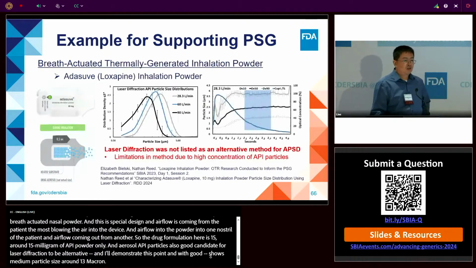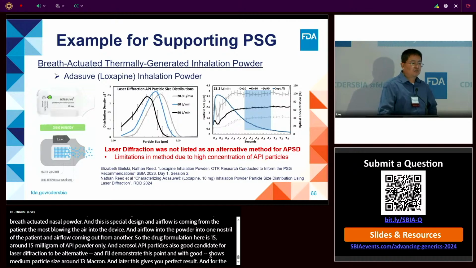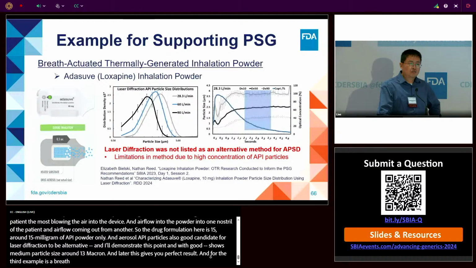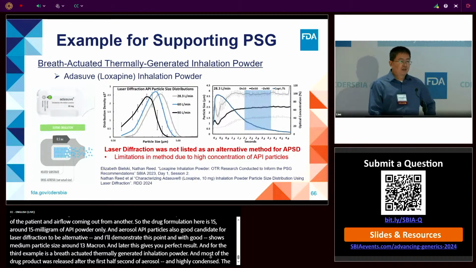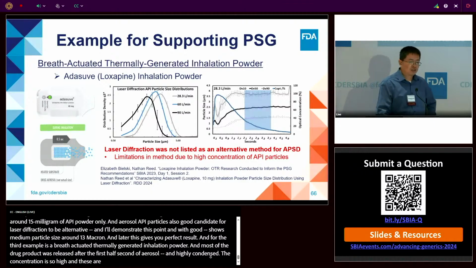And laser diffraction does not always give you a perfect result. For the third example, a breath-actuated, thermally generated inhalation powder, we had some trouble. The main point is most of the drug product was released in the first half second of the aerosol procedure, and it's highly condensed. The concentration is so high that the laser diffraction measurement was not valid at that concentration.